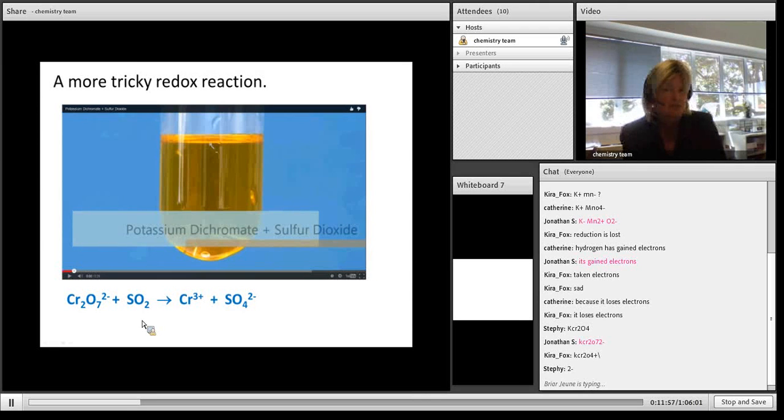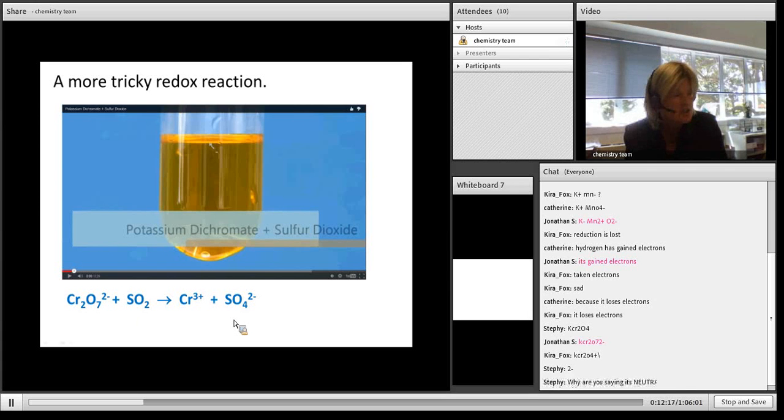So potassium dichromate is neutral because the potassium cancels out the charge on the dichromate. But if I have the dichromate by itself, it's got a charge of -2, which explains why we need two potassiums. Okay, so there is my redox reaction.